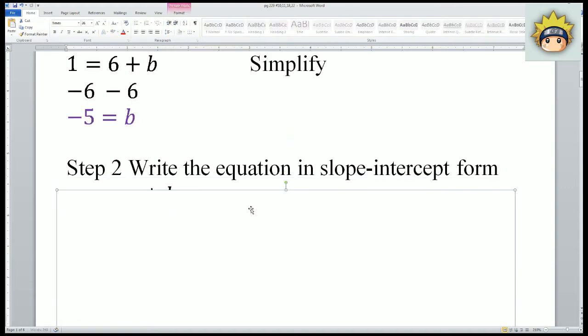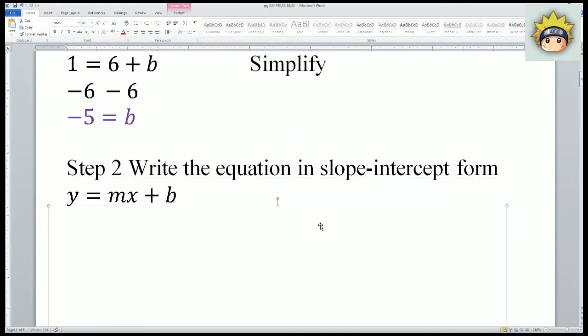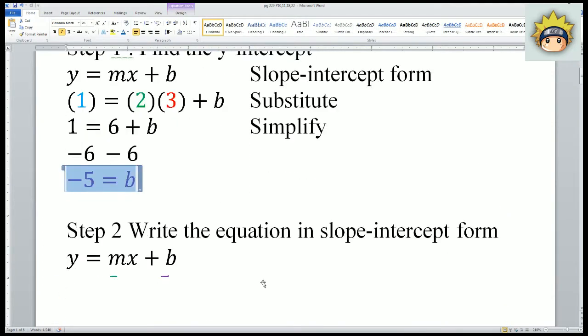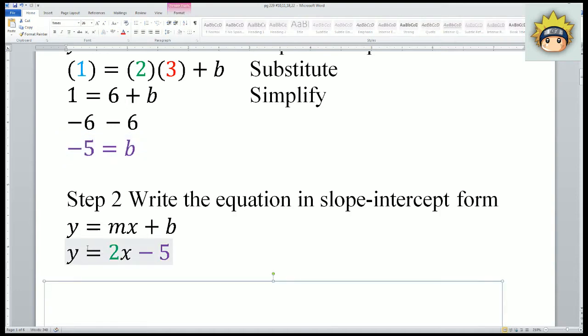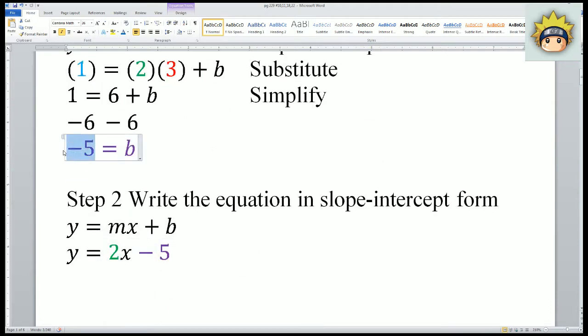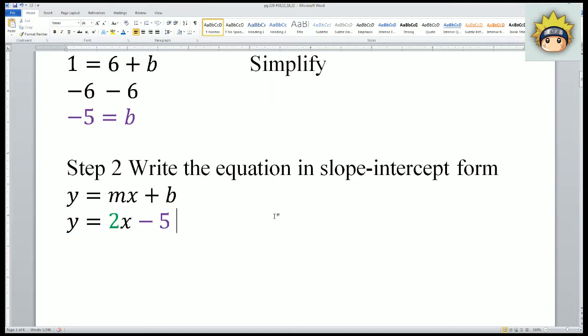Now, I can write the equation in slope-intercept form because I have the two pieces. I finally have the slope and I have the y-intercept. So I'm going to make that substitution. y equals 2x because 2 is the slope. That was what I was given. And the y-intercept is what I just found, negative 5. So I plug that in here for b. So that is my answer. y equals 2x minus 5, the equation of the line.